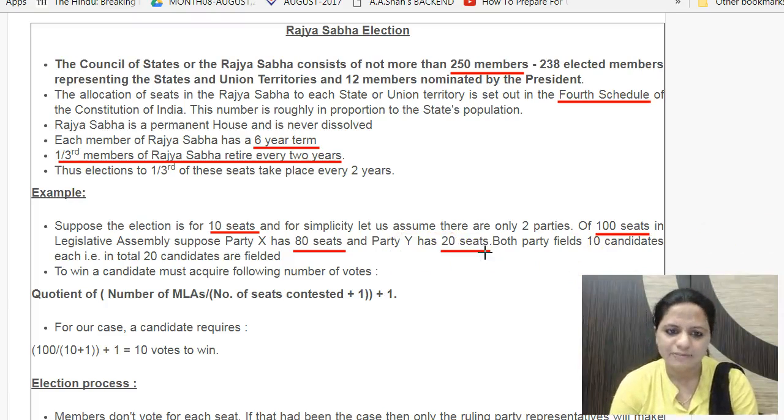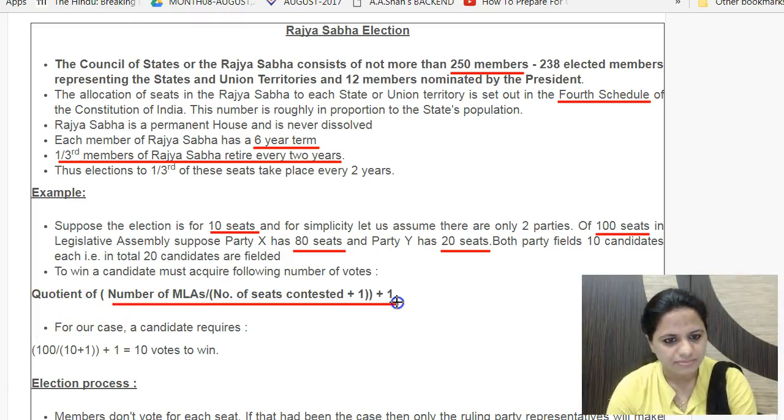So here you will see that for 10 seats, 10 members to be sent to Rajya Sabha, if both parties, the ruling party X and party Y, give their own 10 members, there are 20 members standing for elections. 10 out of these will be elected, the other 10 will be rejected. So how many votes should they get? The number of votes which they should get is the quotient of this.